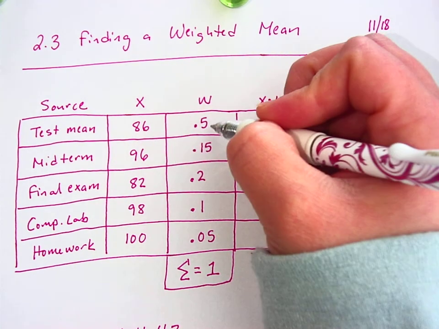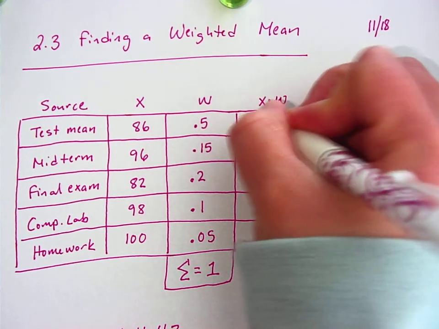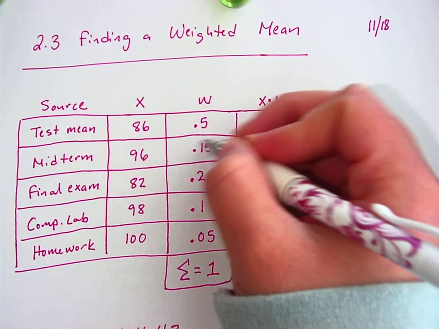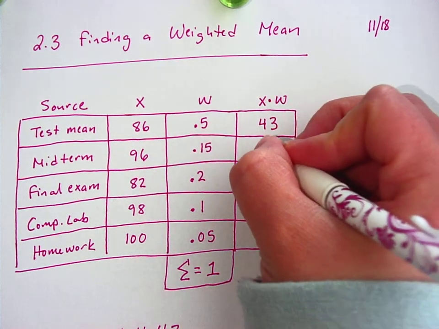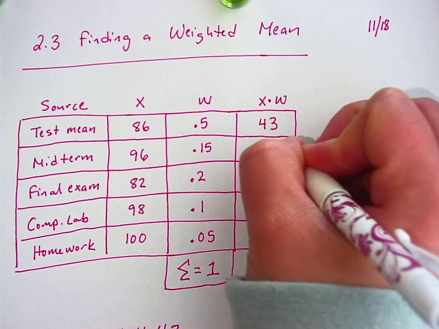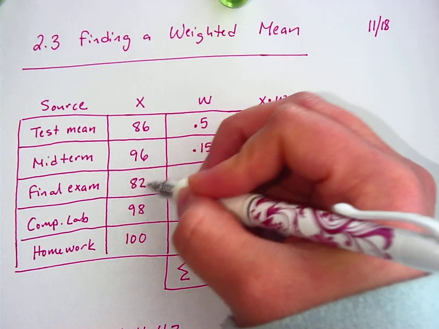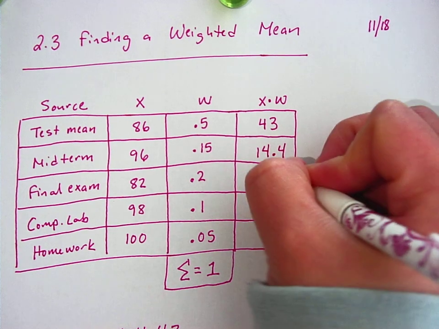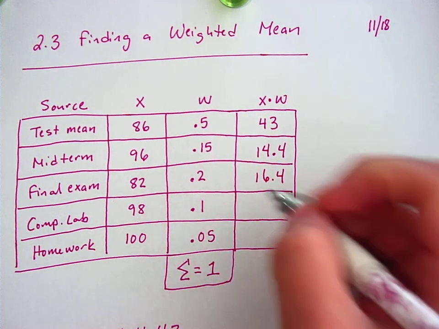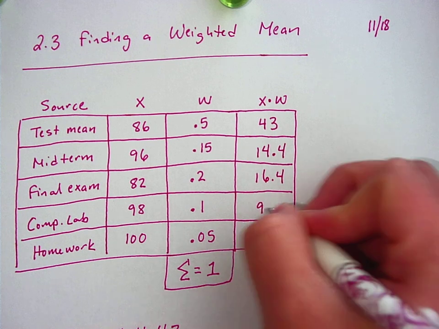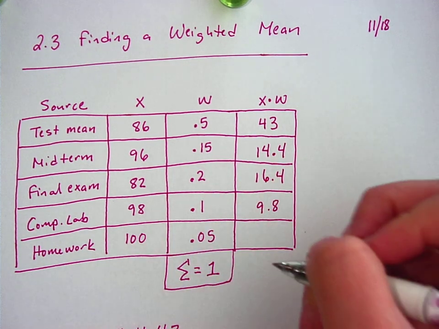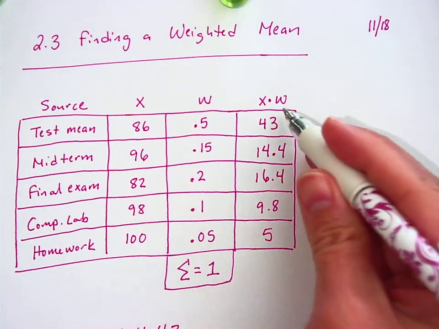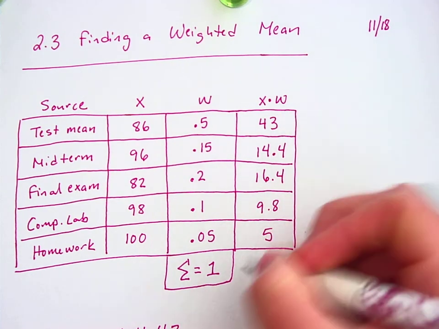So 86% times 0.5 is 43. 96% times 15% of the weight is 14.4%. 82% on a test times 20% is 16.4. 98 times 0.1 is 9.8, and 100 times 0.05 is 5. And then to figure out your final score, you just add all of these up.